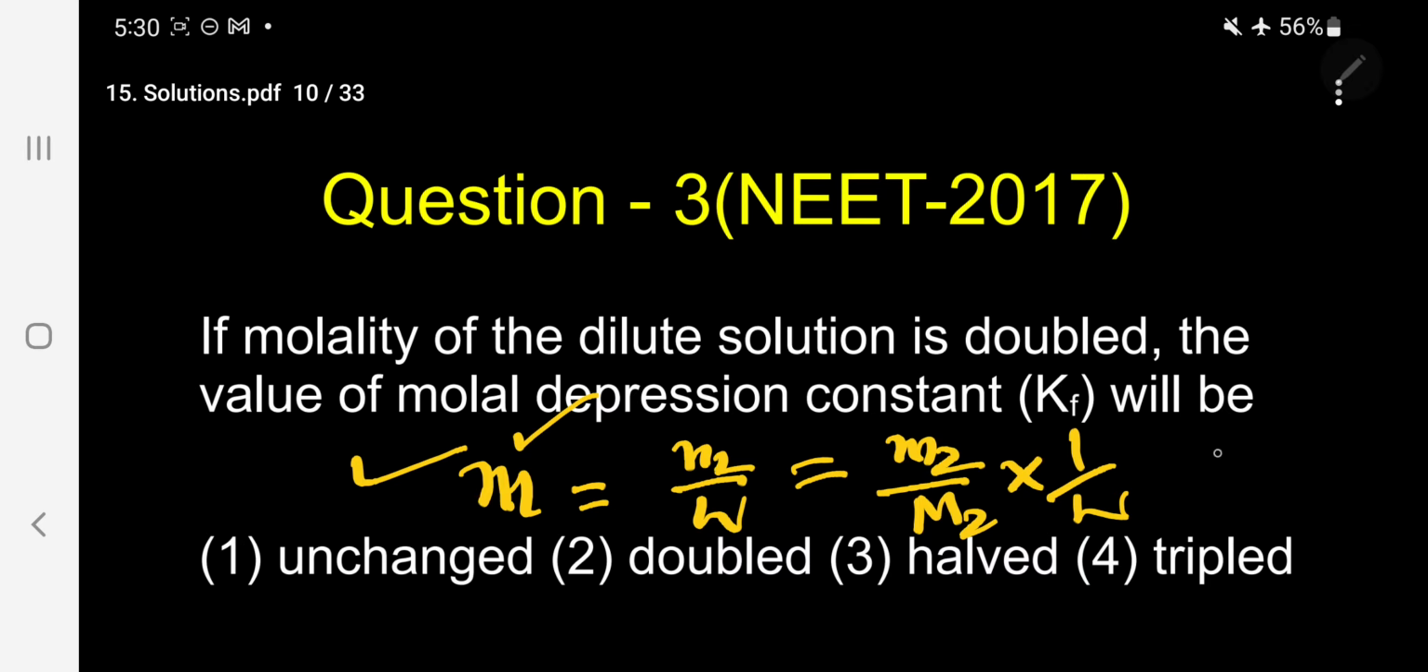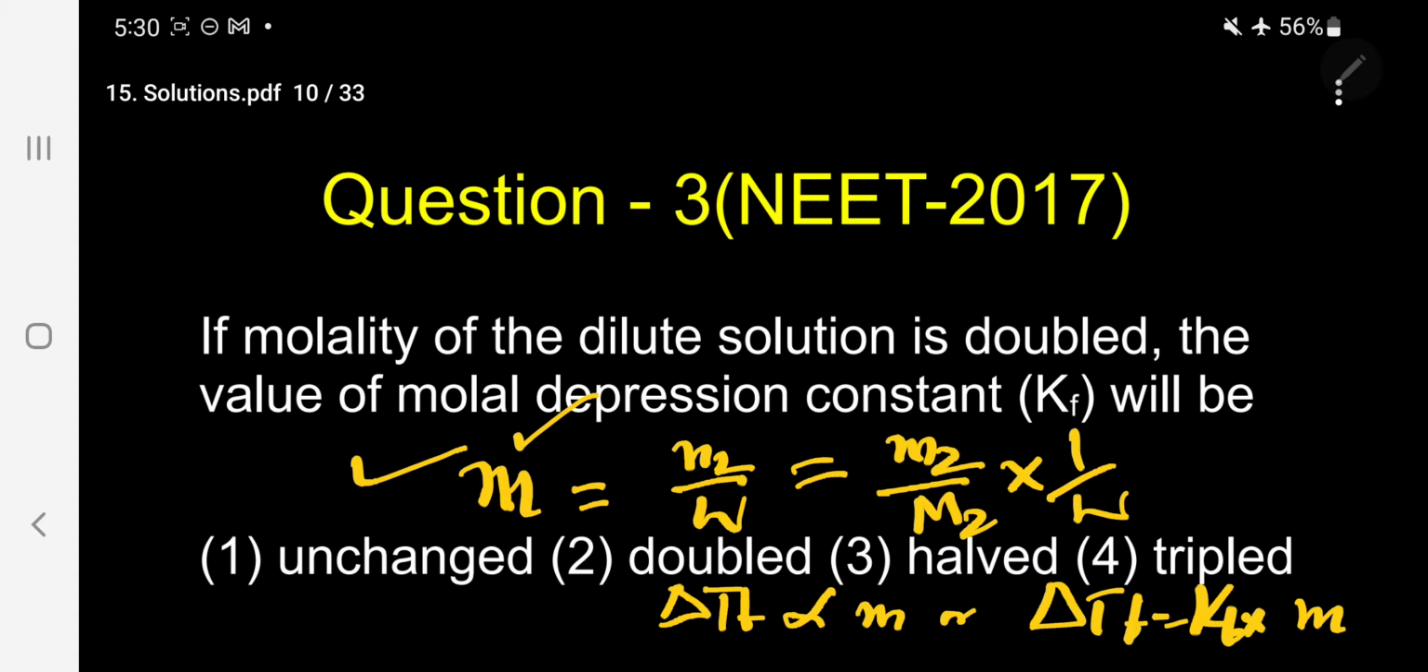So the question is, if the molality of the solute is doubled, what will happen to the value of molal depression constant Kf? What is the relationship between Kf and m? According to the chapter on molal depression constant, we have a relationship that delta Tf is directly proportional to m, or delta Tf is equal to Kf into m. Only in this equation you have to apply. What is delta Tf? The depression of freezing point.